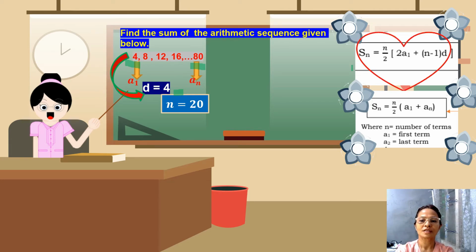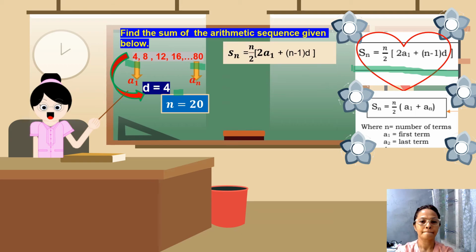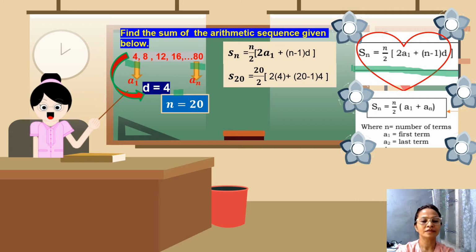We will use first the formula S sub n equals n divided by 2 times the quantity 2 times the first term plus n minus 1 times d. So we will substitute n with 20. So n here equals 20. Our first term is 4, and our n again is 20. Our common difference is 4.